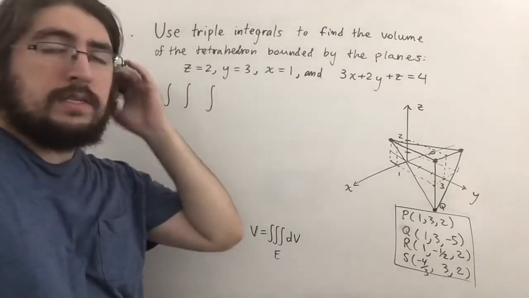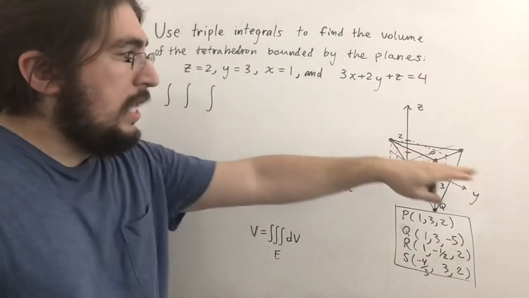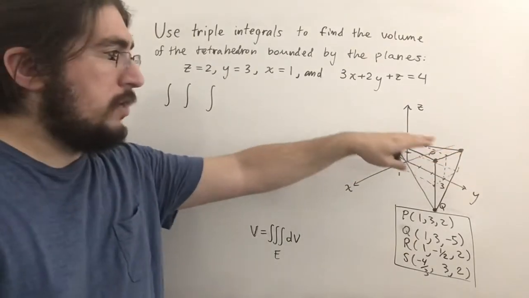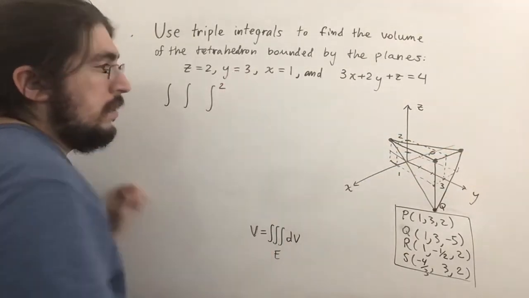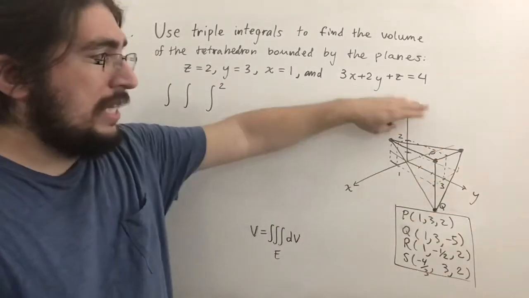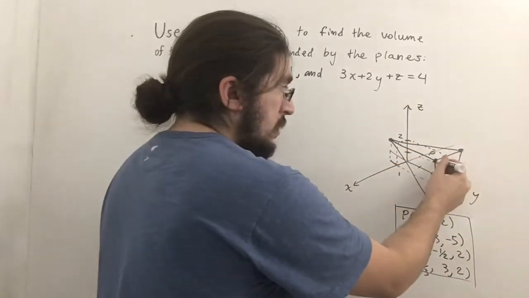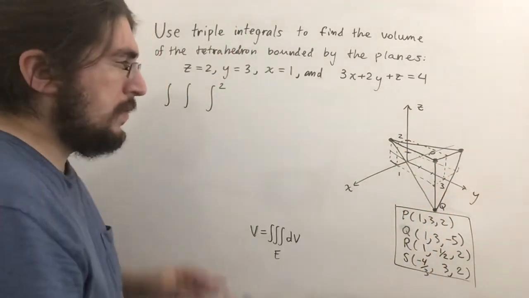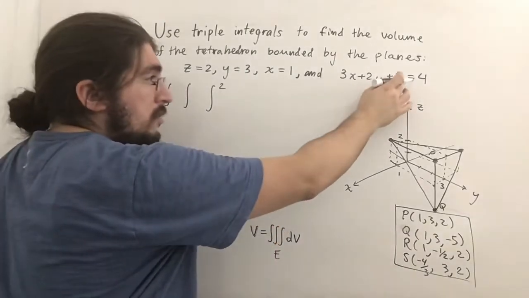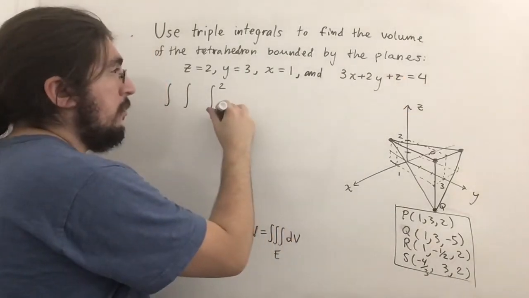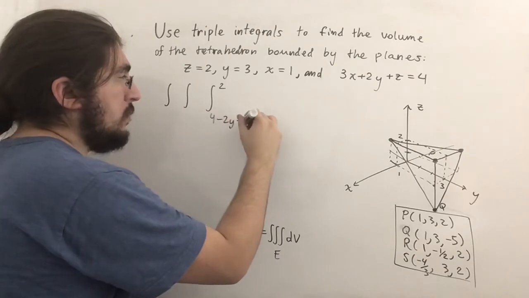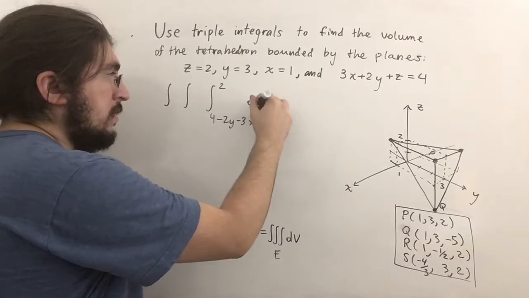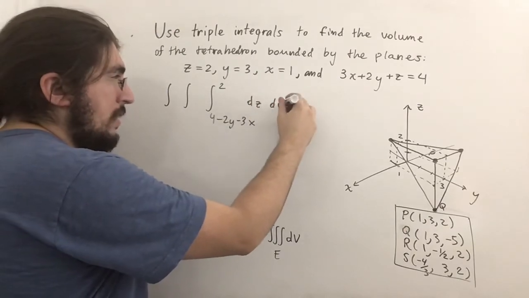Now let's do z first. So if you look at z, at most it is going to be z equals 2 because that's the upper part of this tetrahedron. The lowest z can be is actually on this slanted plane that's on the other side of this point, kind of on the other side. There are the points out here, imagine. Again, it's hard to visualize because of the 3-dimensional aspect. So if we solve for z on this plane, we get 4 minus 2y minus 3x. So solve for z, that's what you get. So we're going to do dz first. Then we'll do dy, and then we'll do dx.